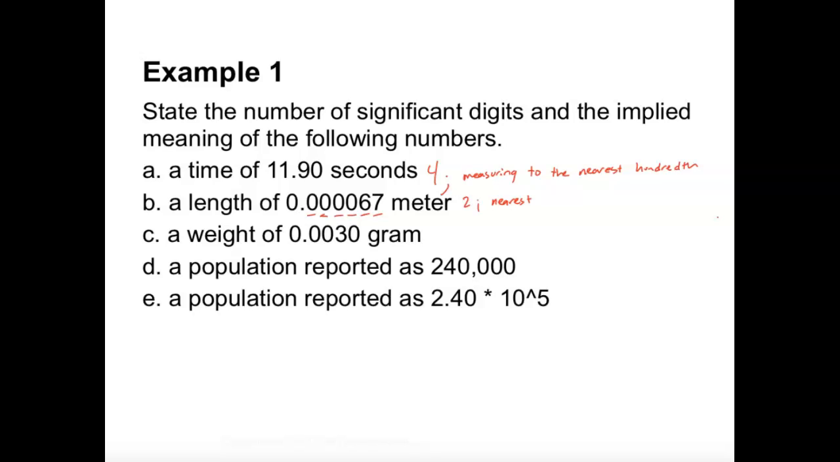Ooh, okay, what about C? How many significant digits do we have there? I agree, two significant digits. Just these two, right? In that case, we're measuring to the nearest 10,000th of a gram.